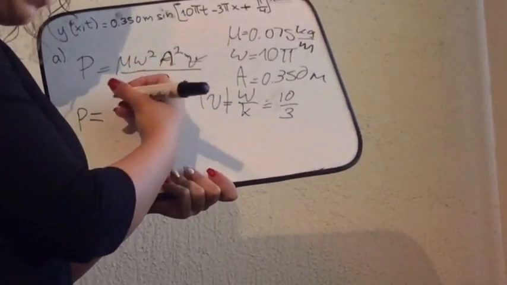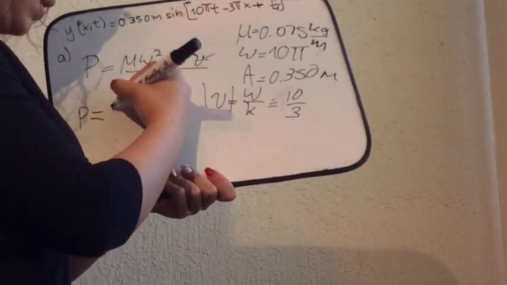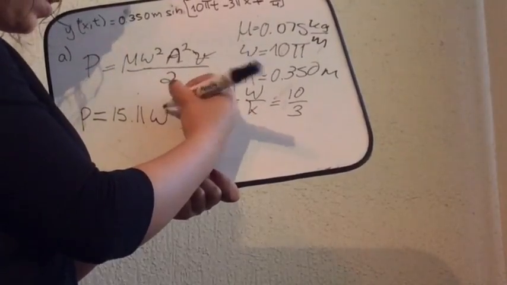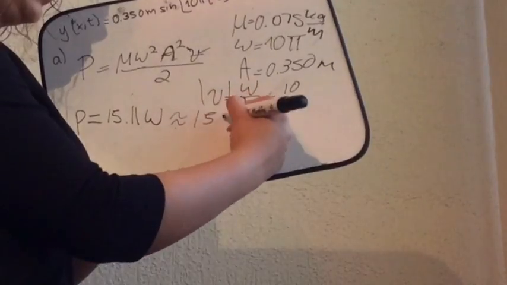And once we make the calculations, we have that the power equals 15.11 watts, which is almost equal to 15 watts. Okay? So that's it for letter A, sorry.